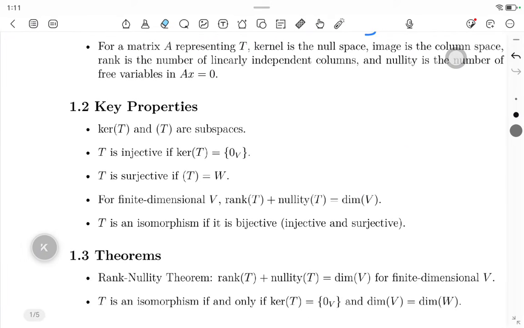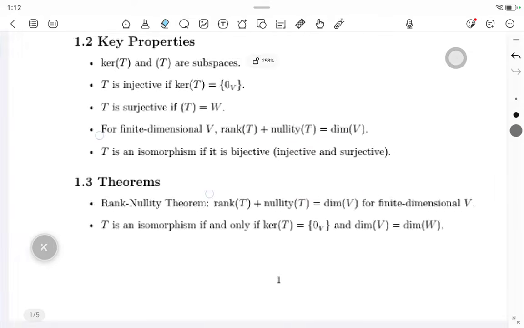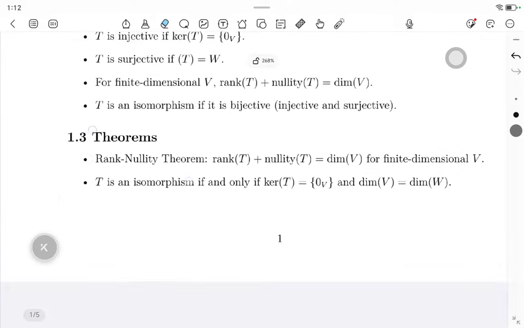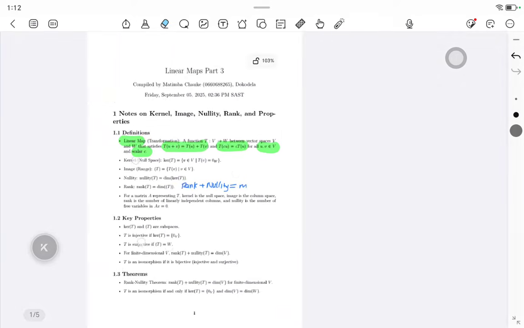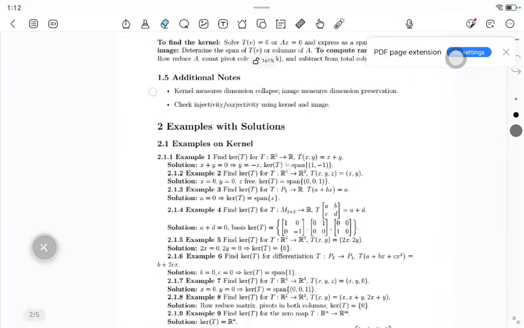Now, we come to key properties. The key properties, I think we've discussed these. Our focus will just be here now. We've discussed these key properties, so let me not dwell much on them. We also have these theorems that I said you can look at, based on whether in class they did them or not.